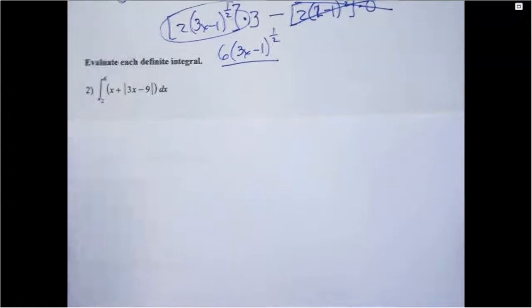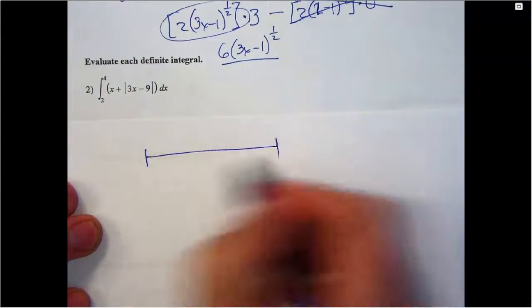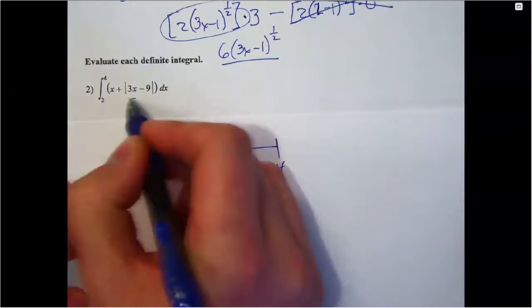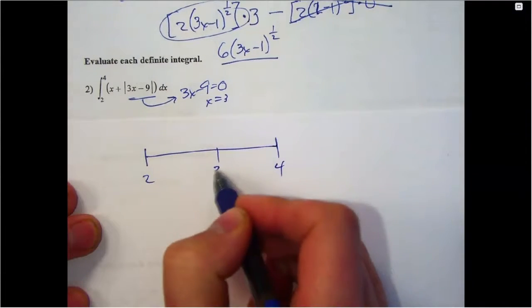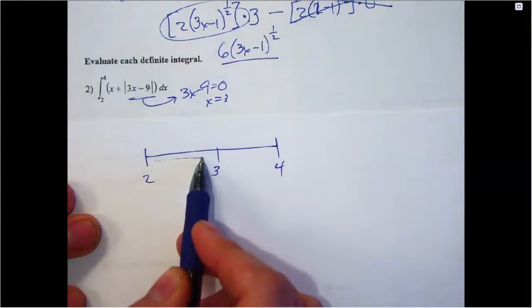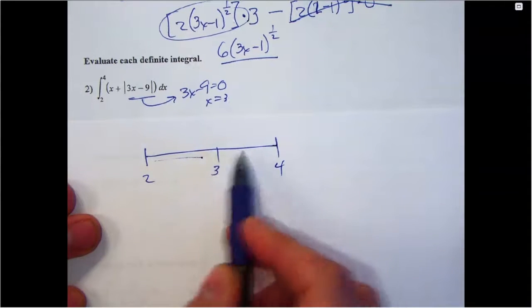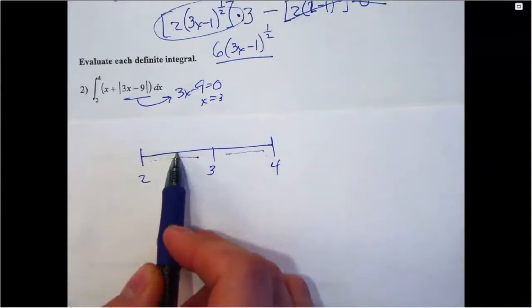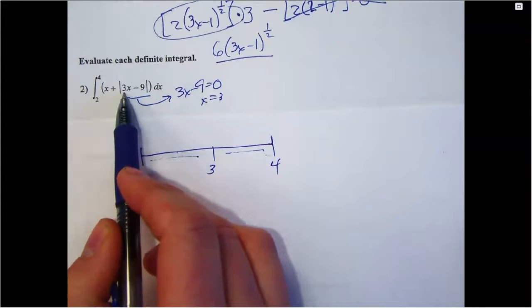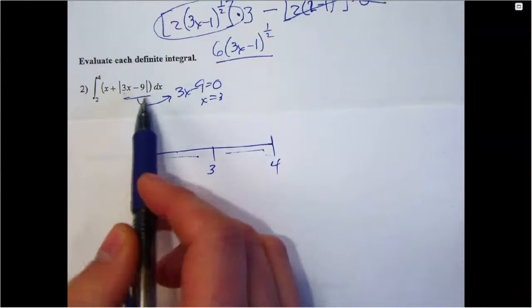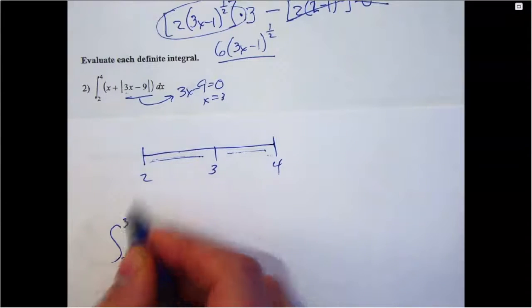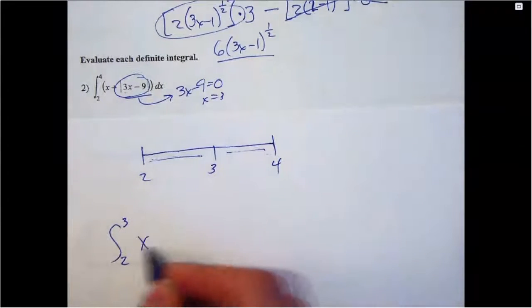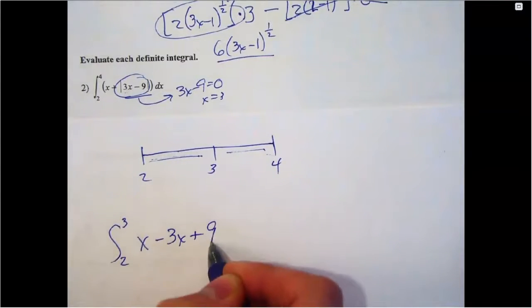Number 2, I'm going to take a separate sheet here. So I've got a number line from 2 to 4. I know that is going to be equal to 0 when x equals 3. So in one of these sections the absolute value signs are being used and in the other they're not. Let's say I plugged in 2.5. 3 times 2.5 is 7.5. 7.5 minus 9 is a negative number. So the absolute value signs are being applied in this part. What that means is everything in there gets multiplied by negative 1. So I can make this negative 3x plus 9.